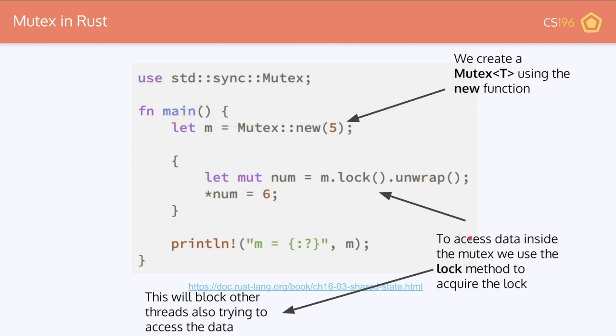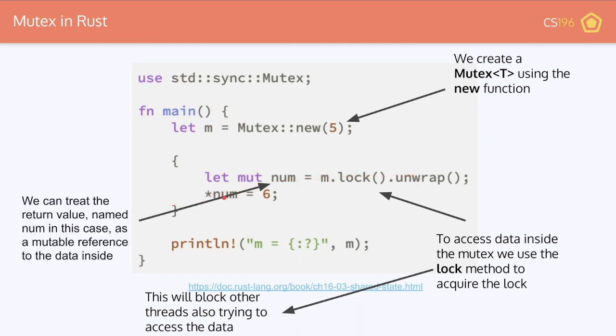Then to access data inside the mutex, we use the lock method to acquire the lock. So we say let mut num equal m.lock, and we unwrap it. I'll talk more about this later. And this will block other threads also trying to access the data. Let's say two threads are going for the lock at the same time. Whichever thread gets here first will be able to lock the mutex and do whatever it wants with the data, and the other thread is just going to have to wait at this line here until it can get the mutex.